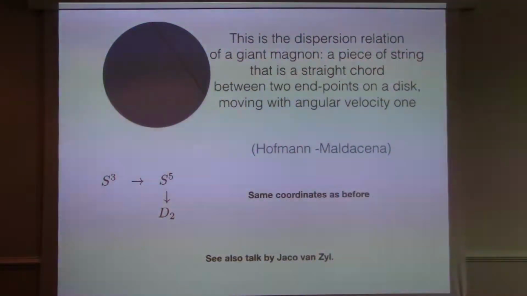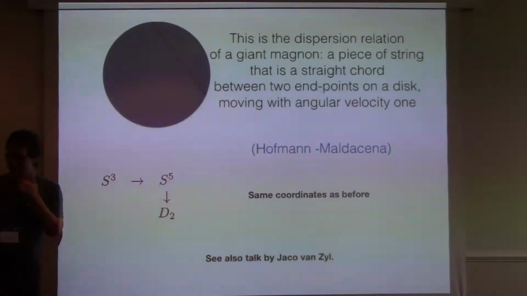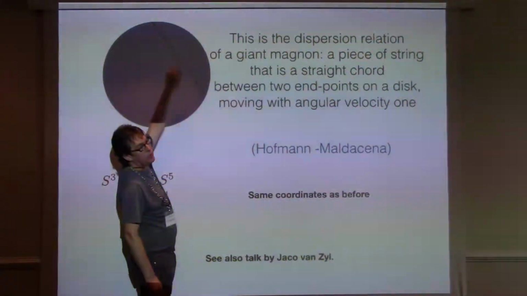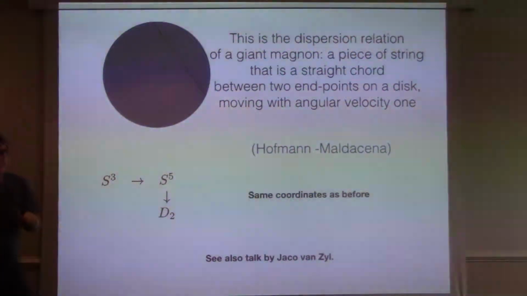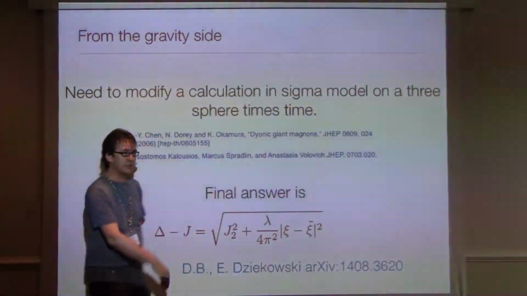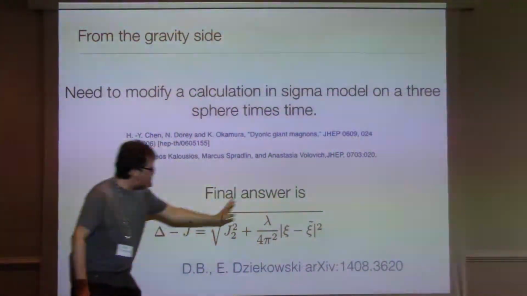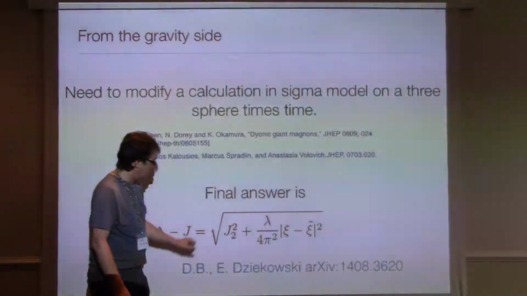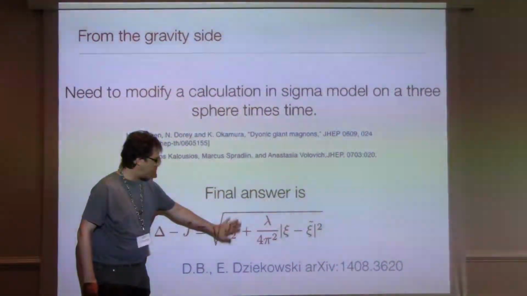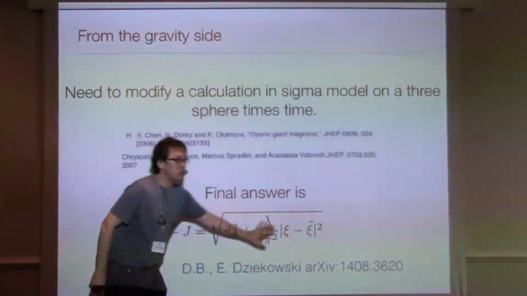Now if you do the same thing for these open strings, what you have to do is cut them at some finite value where you insert your favorite giant gravitons. And then the final answer, after adding some angular momentum and some other stuff, is that delta minus j is some square root of these objects like this. And this square root formula is the same as before. A single magnon is j2 equals 1 in some sense. This is a bound state of these objects.